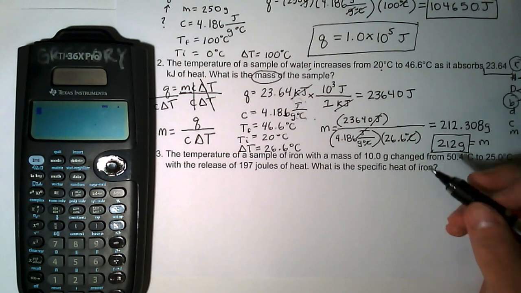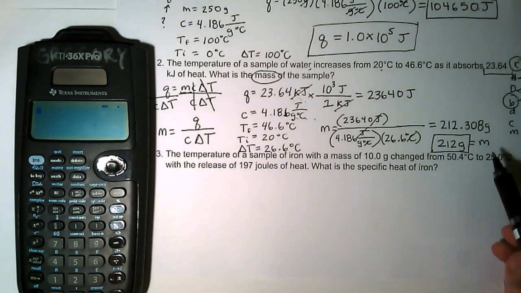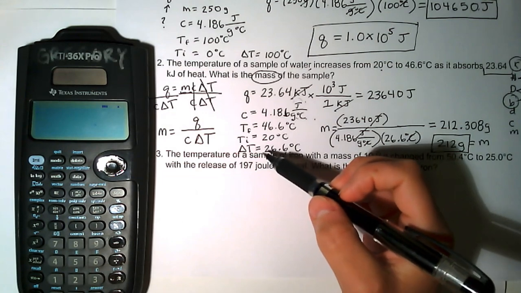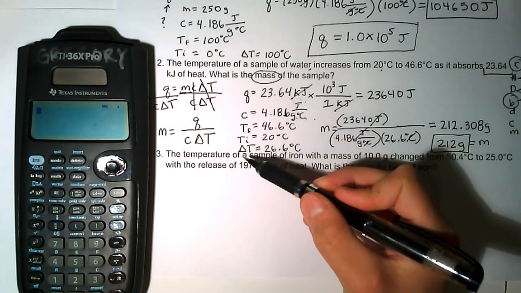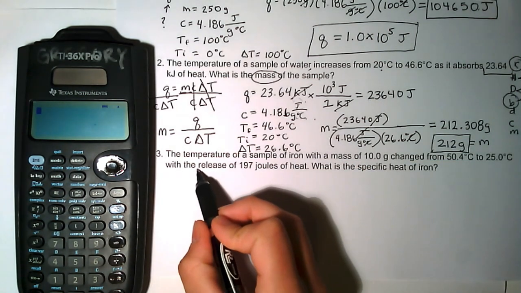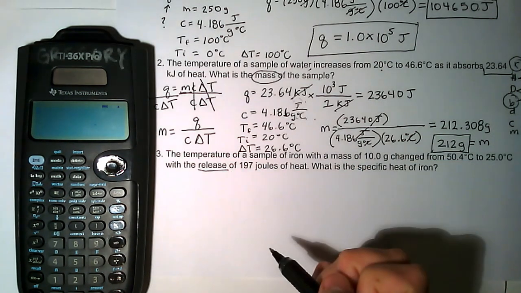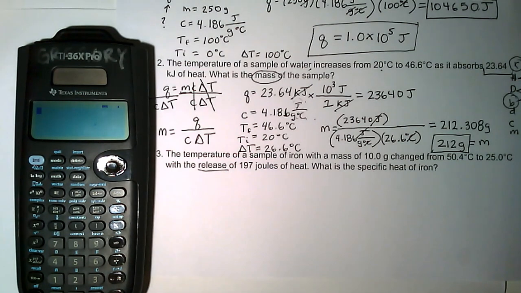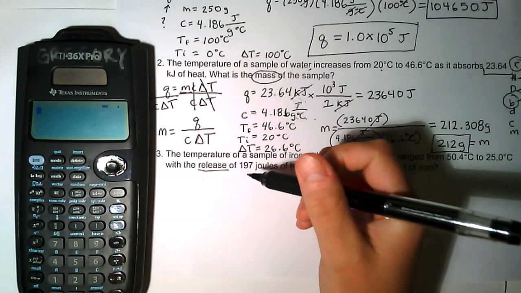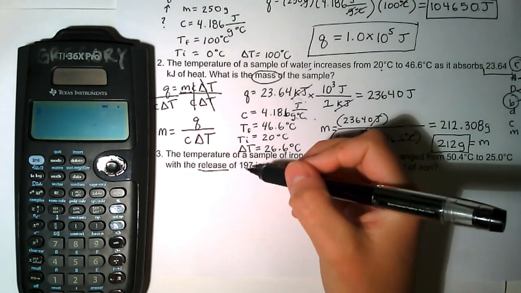And so this is important to note things like this in our problem, because when we figure out our change in temperature, it's actually going to be a negative change in temperature. And when it says releasing 197 joules of heat, that means that heat is being given off. And mathematically, we show a release of heat with a negative sign.